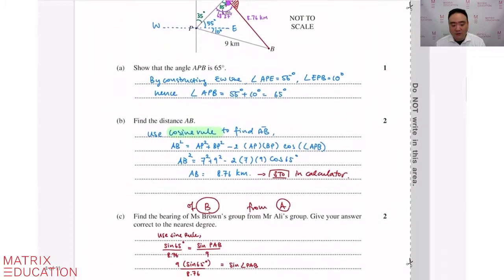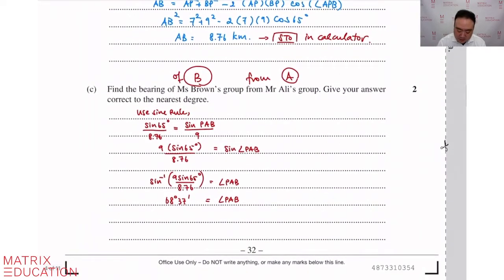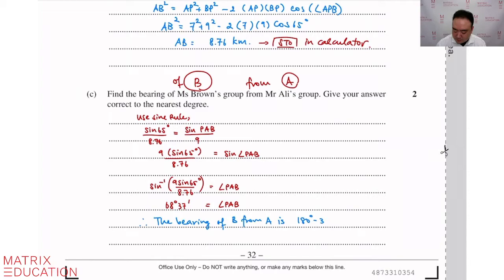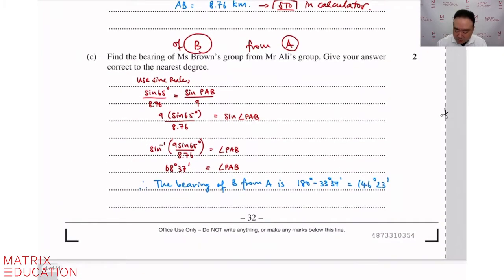Therefore, the bearing of B from A is 180 degrees minus 33 degrees 37 minutes, which is 146 degrees 23 minutes. The bearing of B from A is 180 degrees minus 33 degrees 37 minutes. And that is the answer to this question.